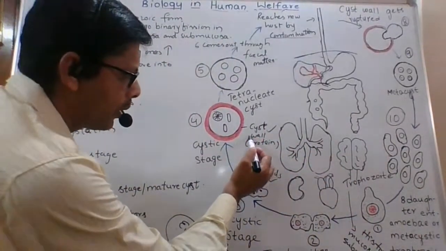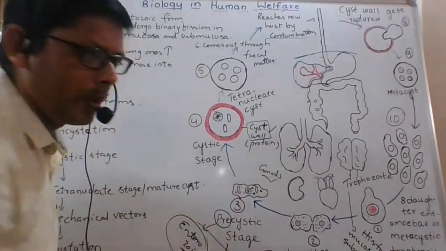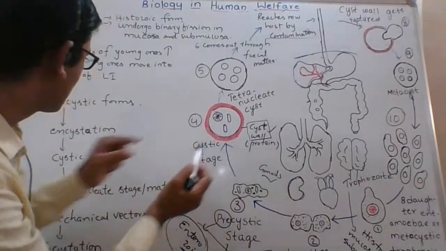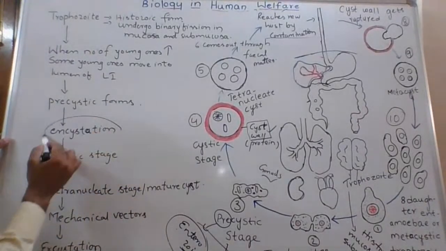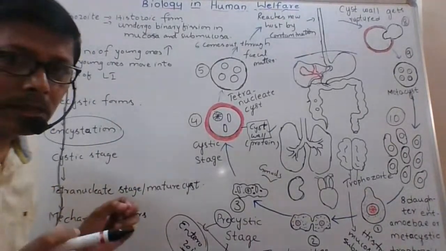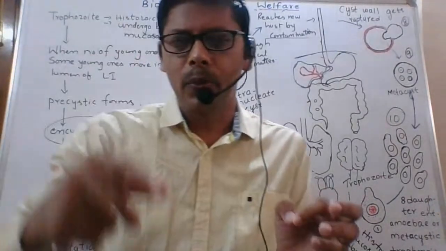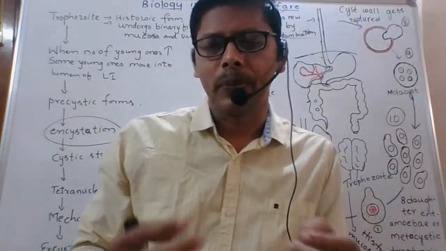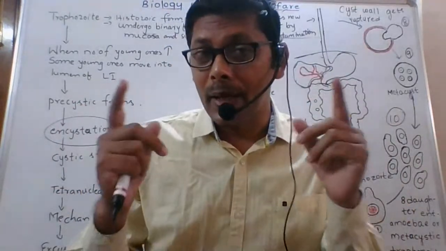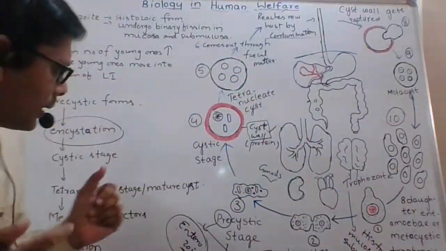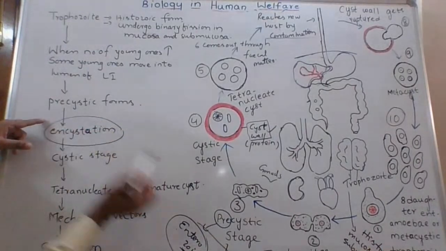This cyst wall, useful to tide over unfavorable conditions, and the formation of the cyst, is called encystation. That means the formation of a cyst wall around its body is called encystation. The reverse of the cyst wall formation is called excystation. Encystation. This is the pre-cystic form.